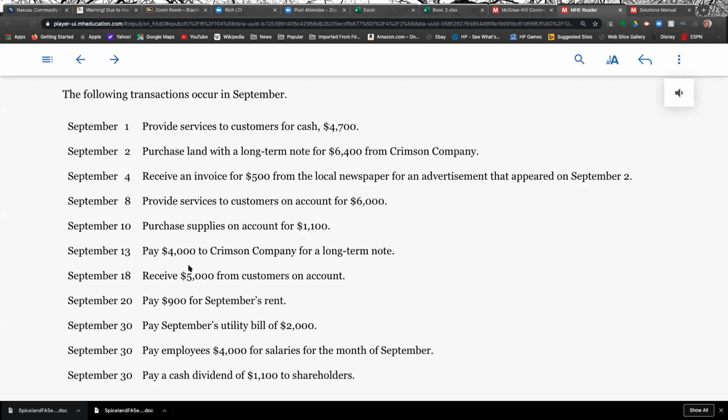Receive $5,000 from customers on account. Now, customers that owed you money are paying you. So you're going to increase cash and decrease accounts receivable.